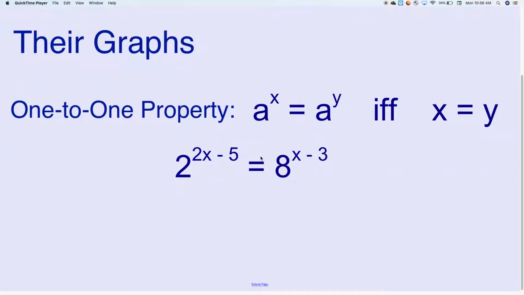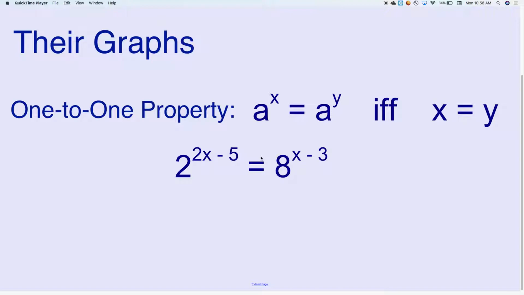Now, before we get into the graphing, you have copied down something called the one-to-one property. You actually probably used this property last year in Algebra 2 when you were solving equations. You just maybe didn't call it the one-to-one property. You just kind of learned what to do in an equation if there are two exponents. So the one-to-one property says basically this.